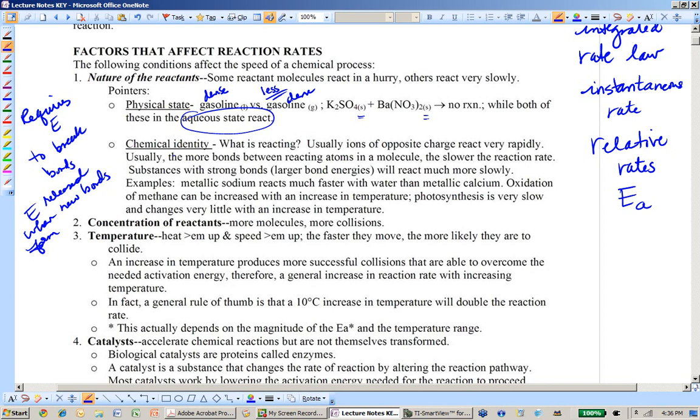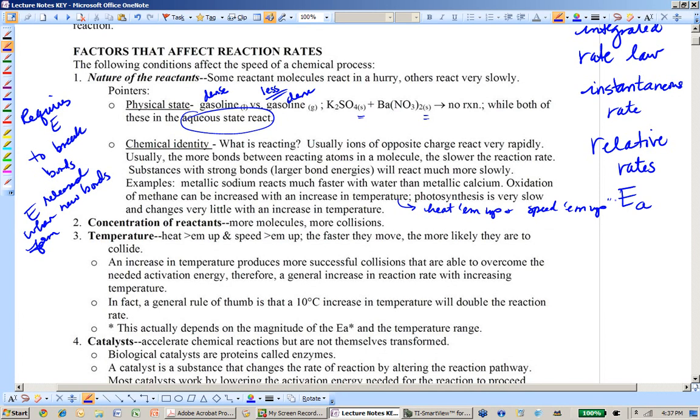The oxidation of methane can be increased if you increase the temperature. You're going to hear me say heat them up and speed them up a lot. Which is Texan for heat them up and speed them up. So heat them up, speed them up. Photosynthesis, for instance, is a very, very slow process and changes very little with an increase in temperature.